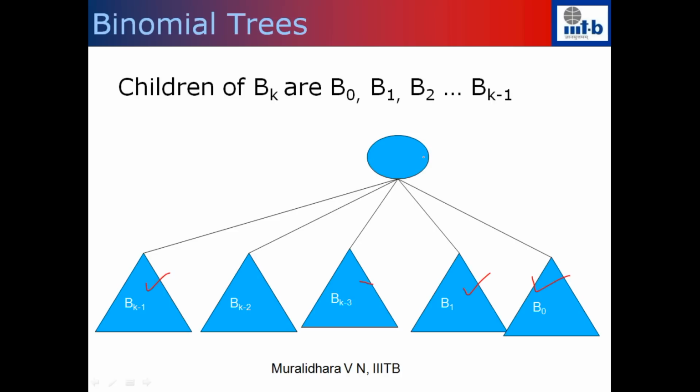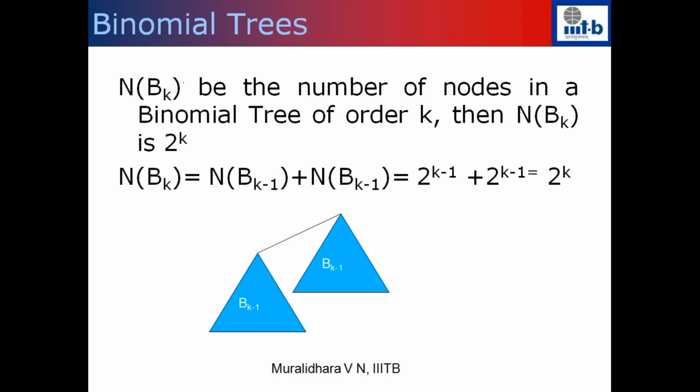Let's look at other properties of these binomial trees. If n(B_k) is the number of nodes in a binomial tree of order k, then the claim is that the number of nodes in B_k is 2 to the power k. Again, the proof is by induction. If k is equal to 0, then n(B_0) will be 2 to the power 0, which is 1, right? B_0 is just one node. So by induction, we will assume that n(B_{k-1}) is 2 to the power k minus 1. Then we notice that n(B_k) will be 2 copies of n(B_{k-1}), right? So B_k is basically 2 copies of B_{k-1}.